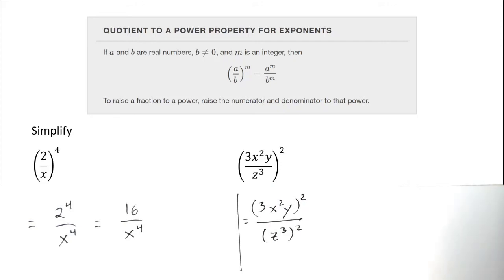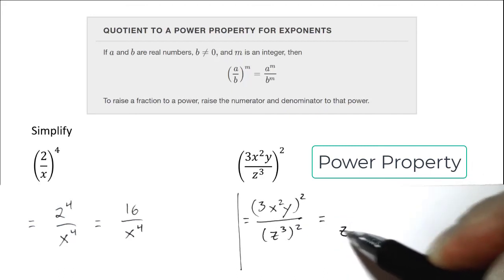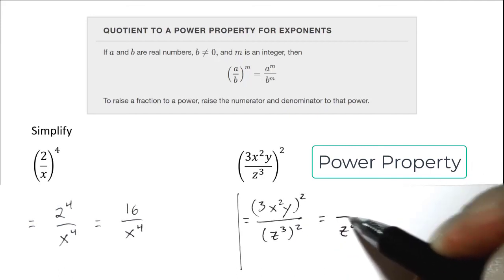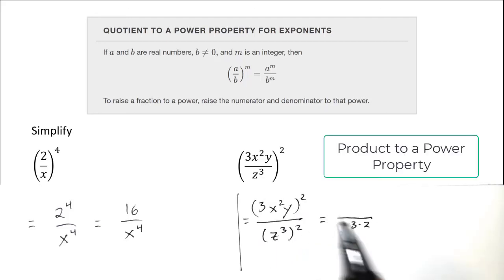Okay, so what can we do next? Well, now we can use some of those other properties. Well, in the denominator, we have something to a power to a power. We know we multiply the exponents. So for the denominator, that's going to be z to the 3 times 2. Now, for the numerator, we have a product raised to a power. So from the previous property, we know that power distributes across the product.